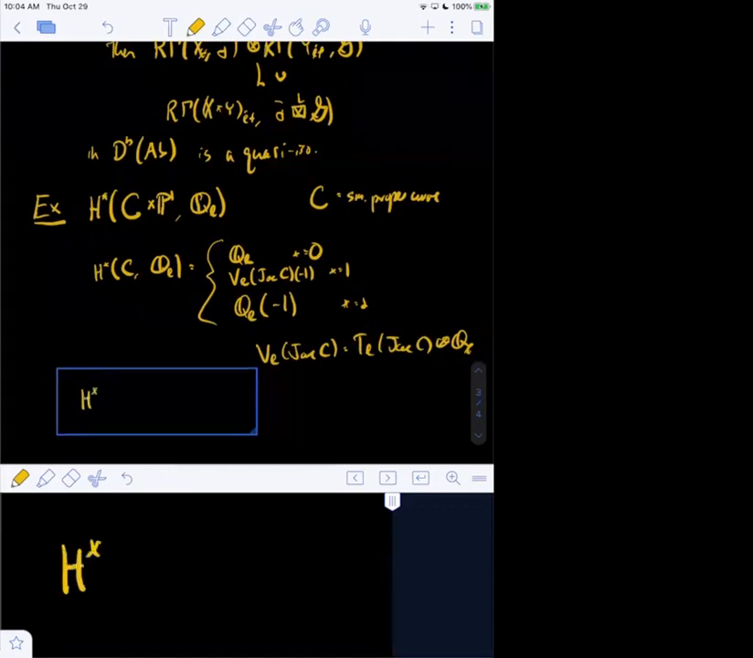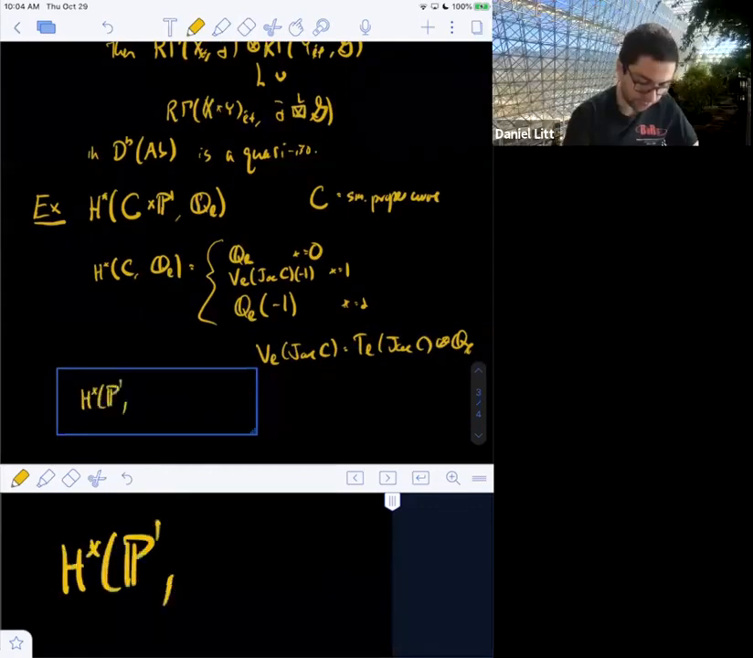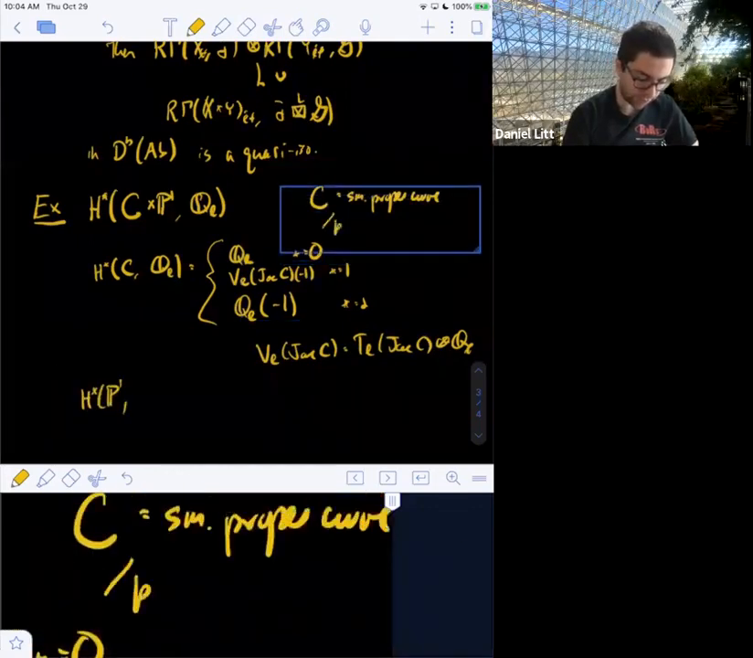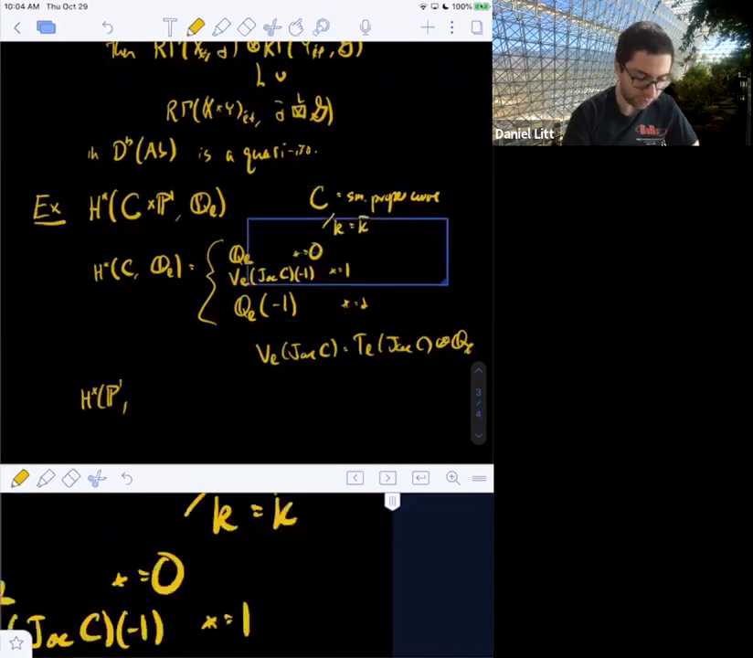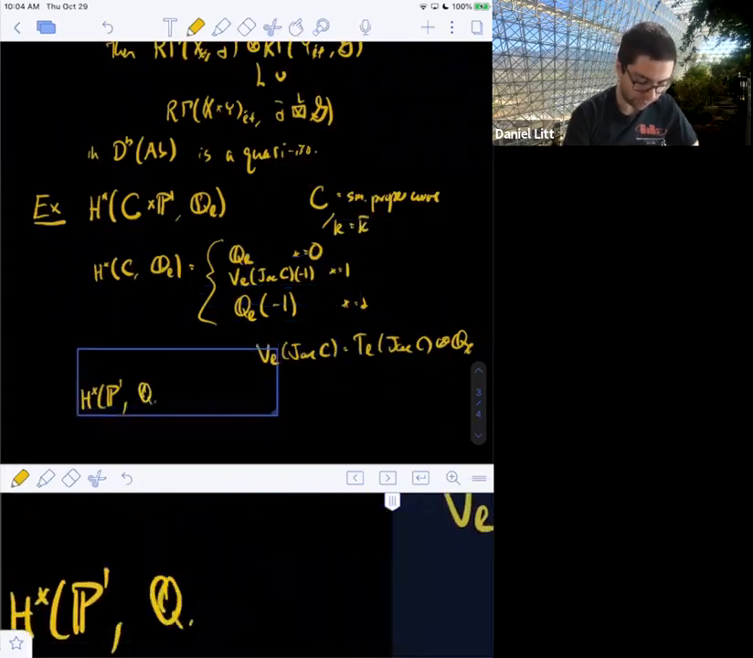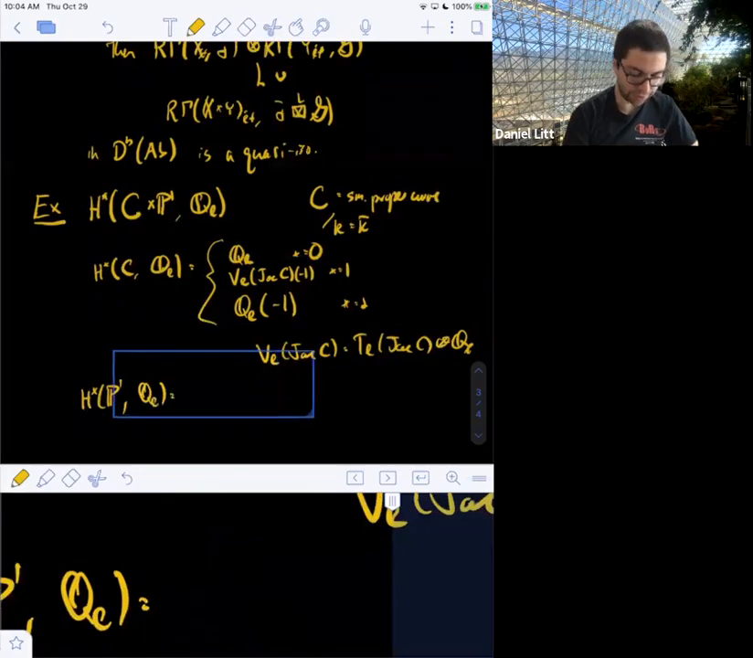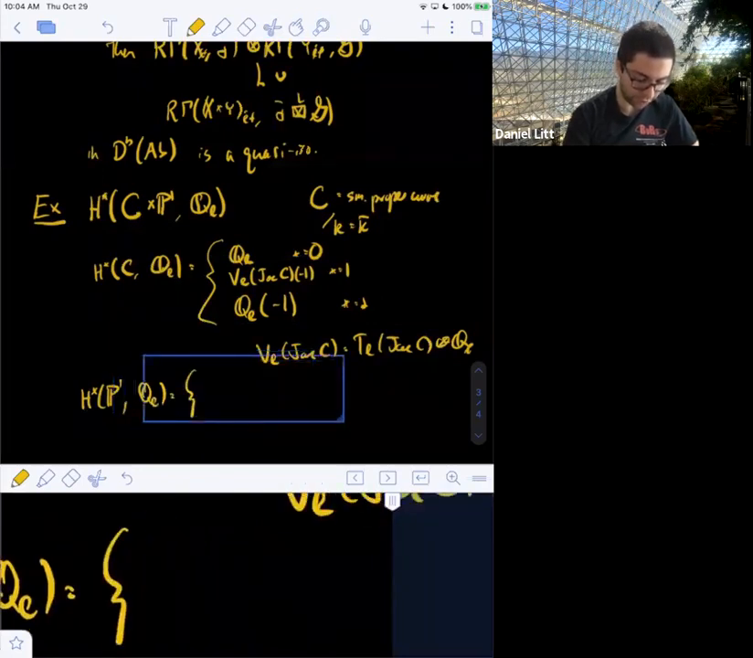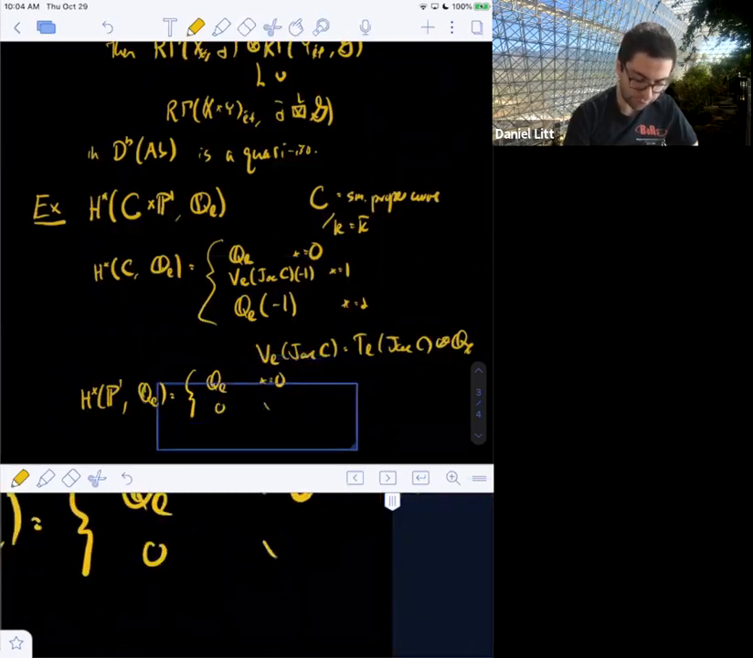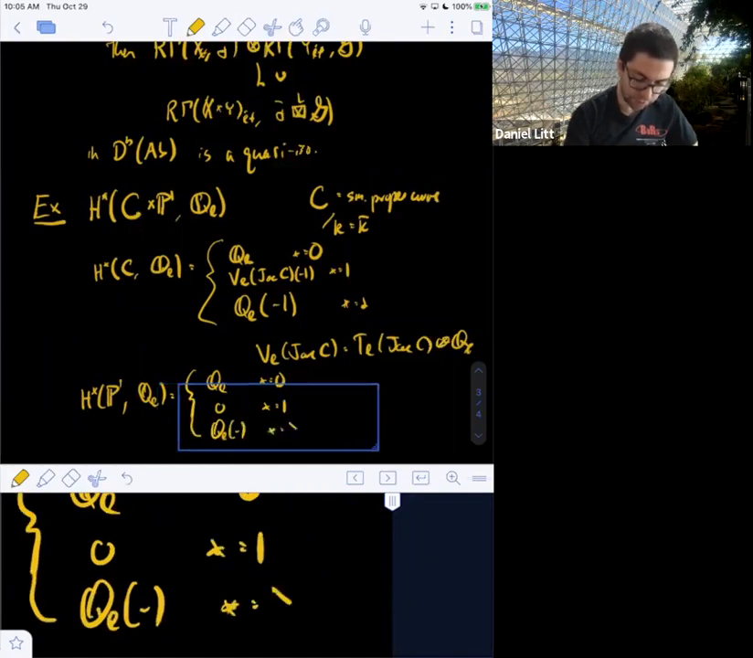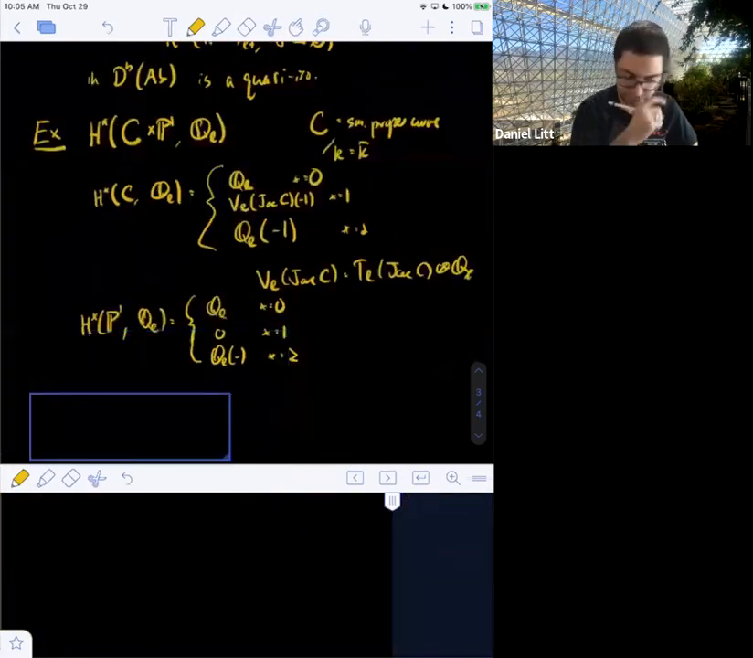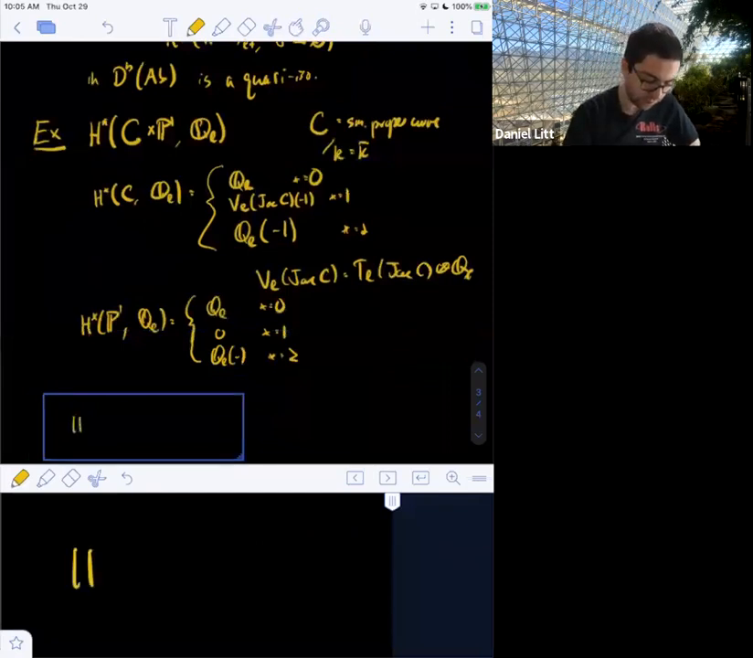All right. So then H star of P1. By the way, this is over K, an algebraically closed field. So H star of P1 with QL coefficients is just, because P1 is a curve, QL for star equals 0, 0 for star equals 1, and QL of -1 for star equals 2. So now what does that tell us about the product?